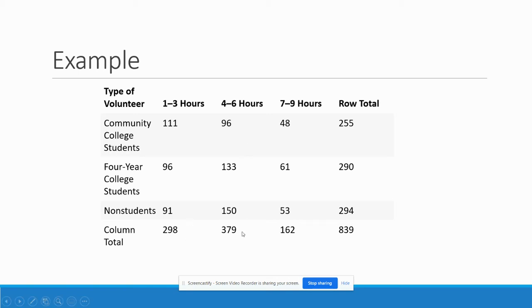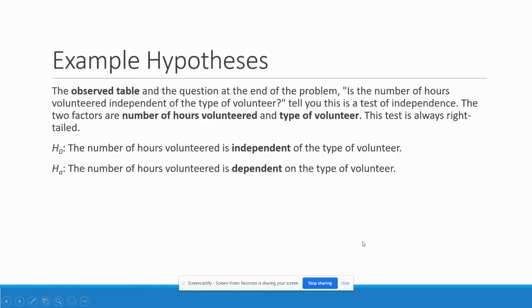4 to 6 hours, 379. 7 to 9 was 162. 839 is the total number of people who are in this table. So again, 3 different groups, 3 different hour designations of volunteering. This is a contingency table.